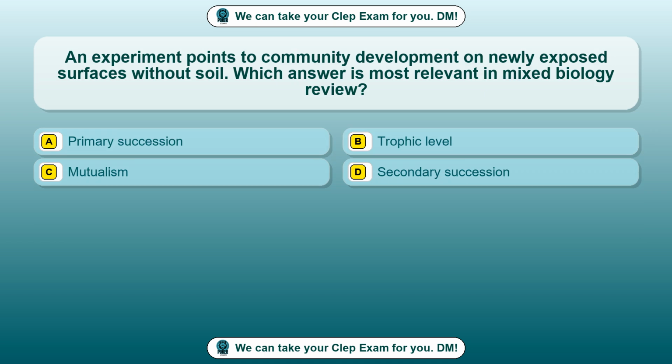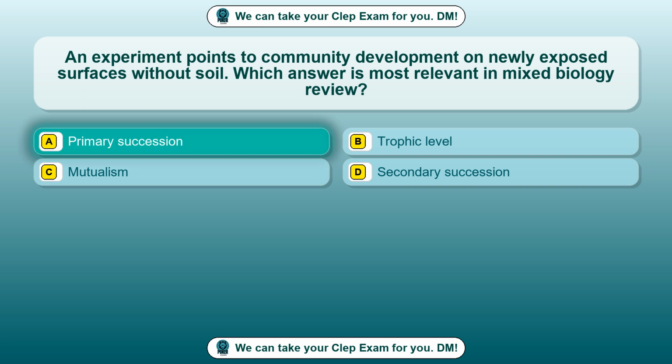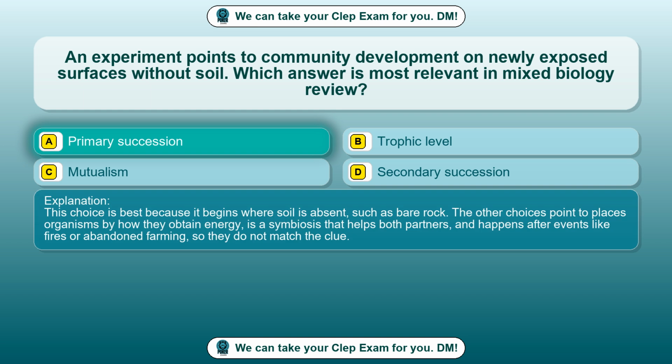Question 69. An experiment points to community development on newly exposed surfaces without soil. Which answer is most relevant in mixed biology review? Option A, primary succession. Option B, trophic level. Option C, mutualism. Option D, secondary succession. The correct answer is option A, primary succession. This choice is best because it begins where soil is absent, such as bare rock.